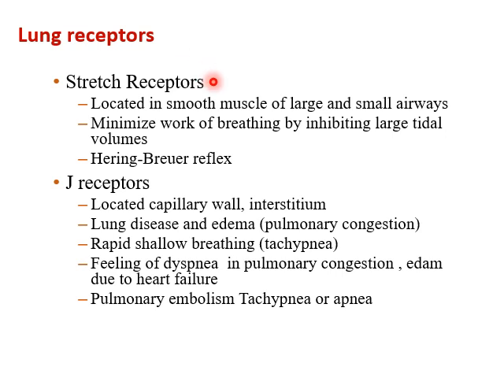There are reflexes which are initiated by stimulation of different types of receptors within the lung. For example, stretch receptors, which are located in the smooth muscles of the large and small airways. These receptors respond to lung inflation when the lung volume gets so high. So it prevents basically the rupture of the alveoli, and it minimizes the work of breathing by inhibiting taking large tidal volumes. And the best example is a reflex known as the Hering-Breuer reflex. I will talk about this in some more detail.